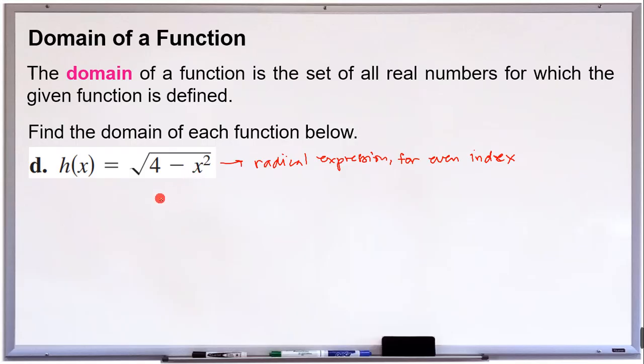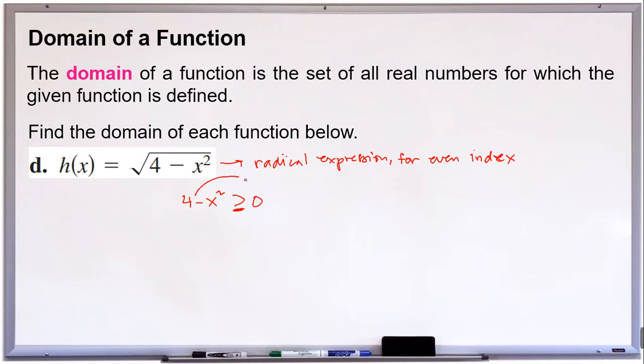So therefore, we're going to restrict the expression inside the radical symbol, which is 4 minus x squared, to be greater than or equal to 0. Now 0 is allowed inside the radicand because the square root of 0 is still 0.